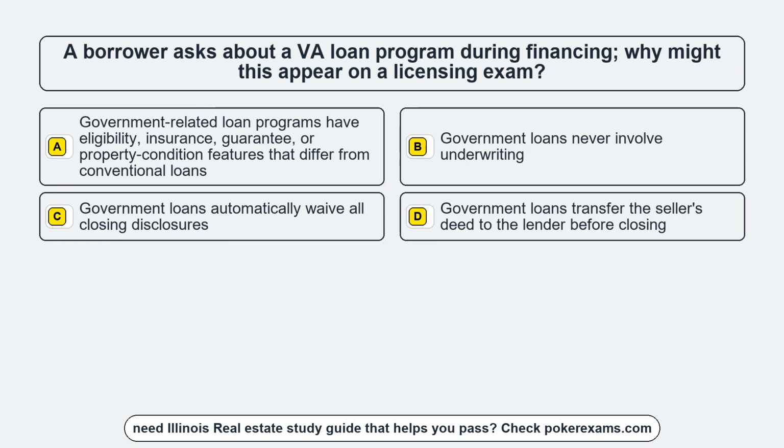Question 21. A borrower asks about a VA loan program during financing. Why might this appear on a licensing exam? Option A. Government-related loan programs have eligibility, insurance, guarantee, or property-condition features that differ from conventional loans. Option B. Government loans never involve underwriting. Option C. Government loans automatically waive all closing disclosures. Option D. Government loans transfer the seller's deed to the lender before closing.